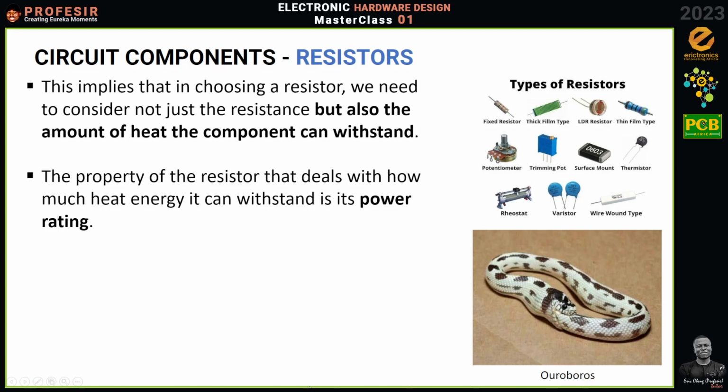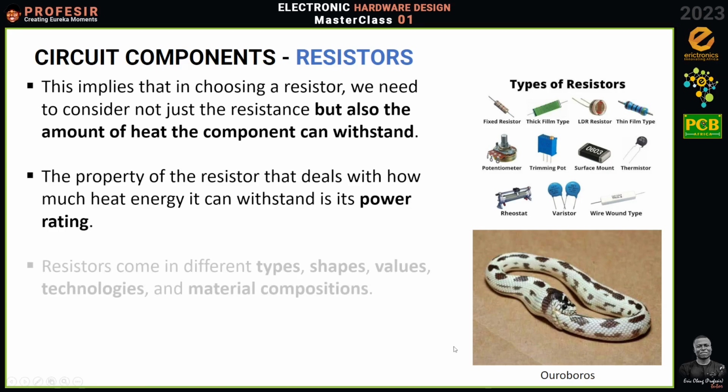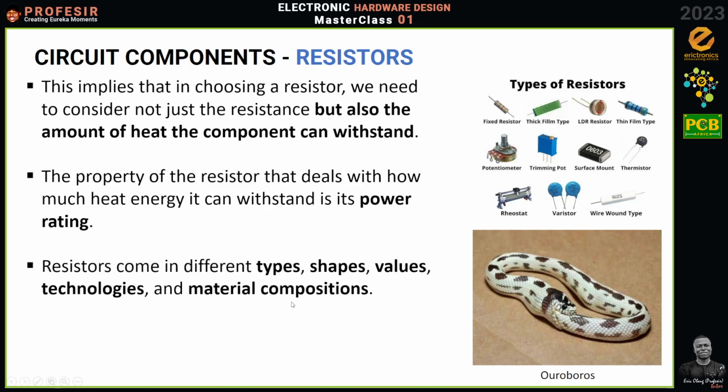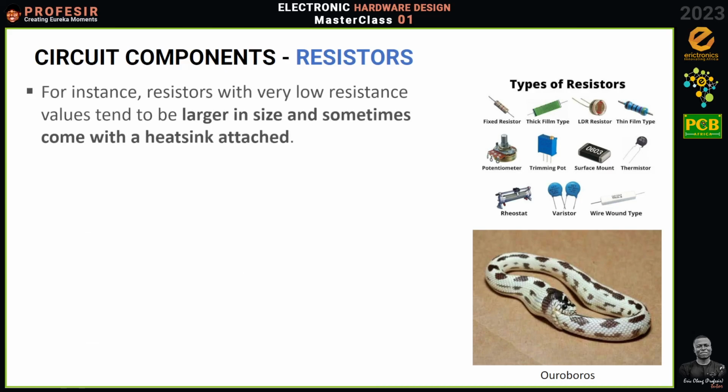Now, the ability for a resistor to handle that excess energy, or the heat, is in its power rating. So when you are buying a resistor, aside from the ohm value, you also have to ask for the wattage of the resistor, aka the power rating of that resistor. Resistors come in various types, shapes, values, technologies, and material compositions. And like I said, all these are various types of resistors, and we use them for different purposes. Each has its own advantage over the other.